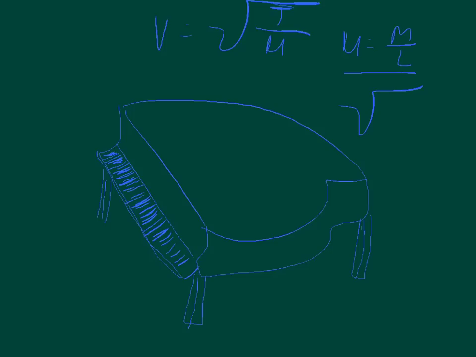So we want to find the square root of the tension, so 1450 newtons, divided by the linear density, which is 4.8 times 10 to the negative third. When you take the square root of that, plug it all in your calculator, you should get that the velocity is equal to 549.6211 meters per second.